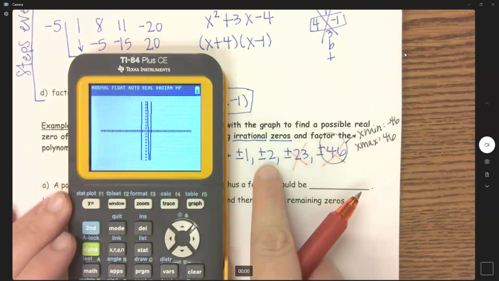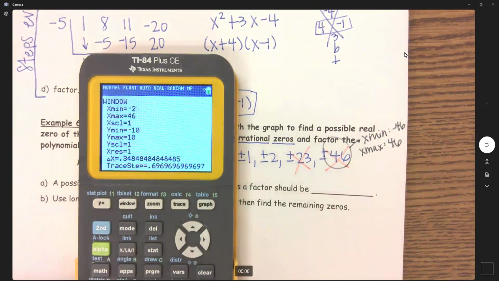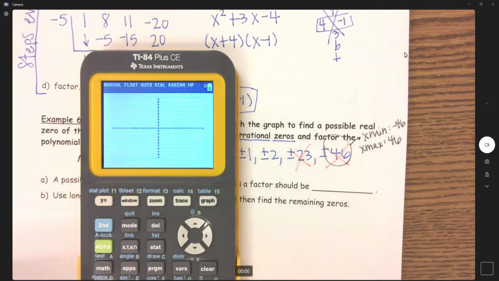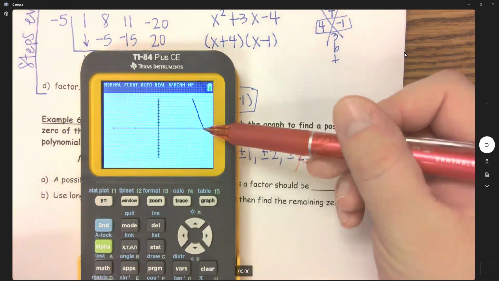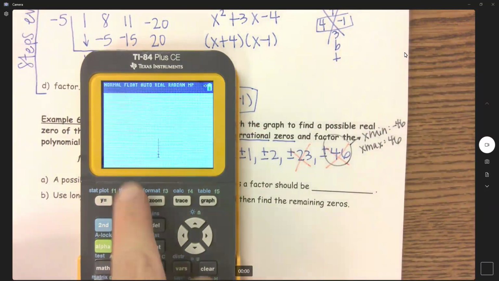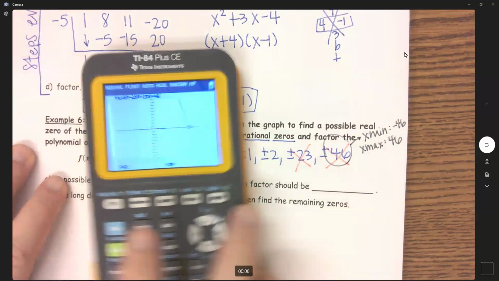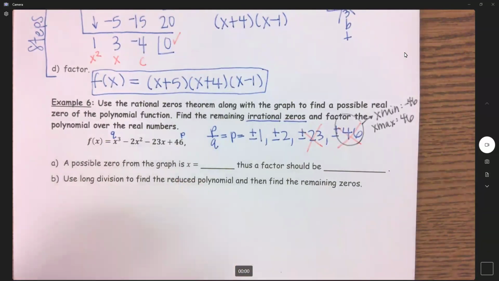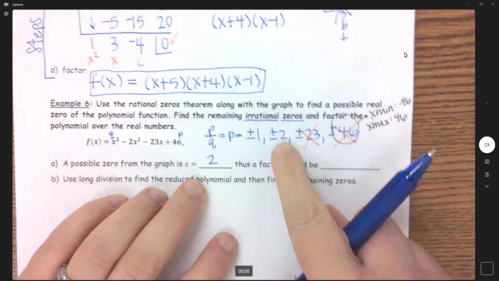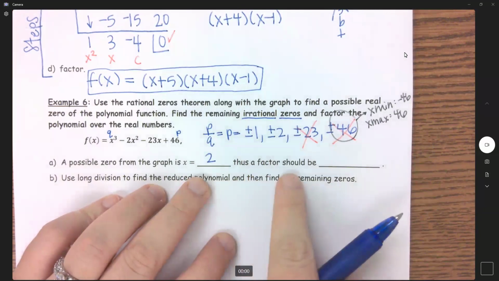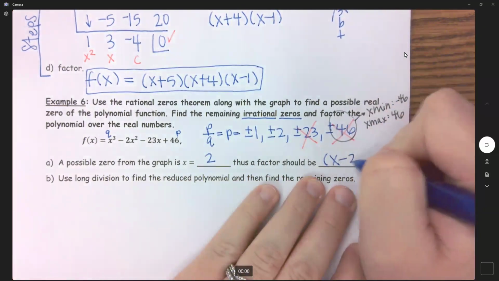So let's zoom in. Now my biggest is plus or minus 2. So negative 2 to 2 and hit graph. It's thinking, okay? And it's crossing what looks to be on the very edge of my graph. Let me just change my window here to maybe a 3. And it is crossing right there at 2. We can do trace 2 to verify that. So a possible zero from the graph is when x equals 2, which was part of my potential rational zeros. Thus, a factor should be x minus 2.